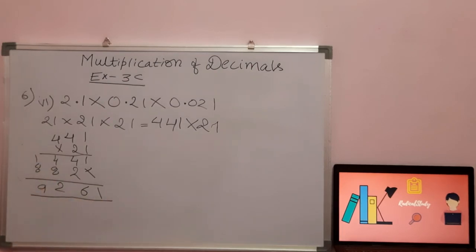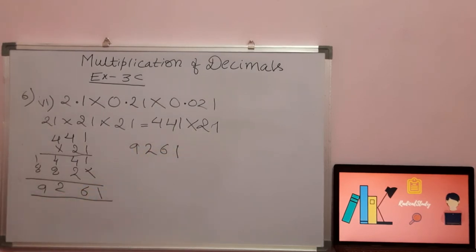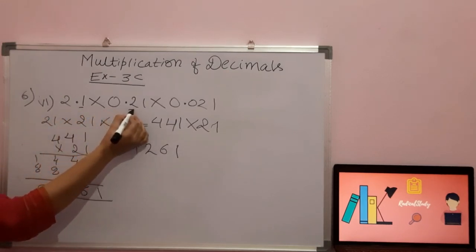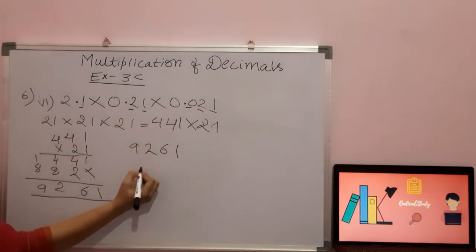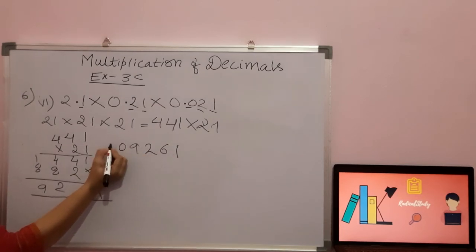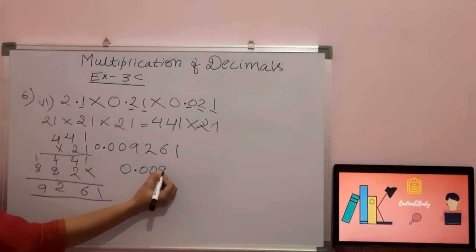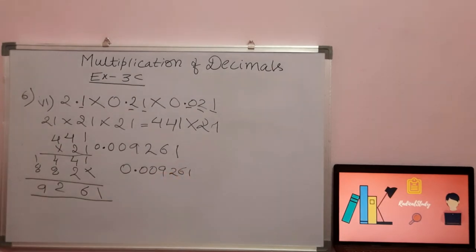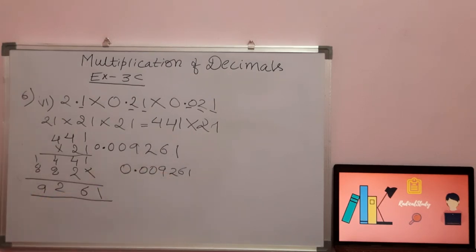Now what we have to do? 9 2 6 1. We have to count the number of decimal places. We will count 1 2 3 4 5 6. So what will your answer be? 1 2 3 4 5 6. Then you will put the point. So the answer will be 0.009261 because we have to cover 6 places after the decimal. 1 2 3 4 5 6. Now this is up to this.